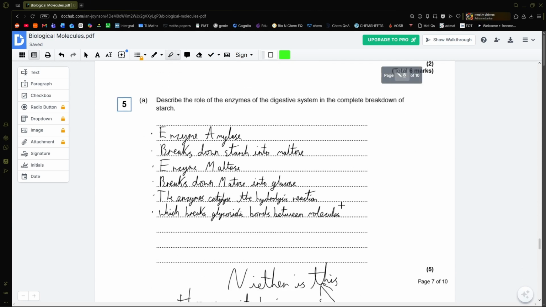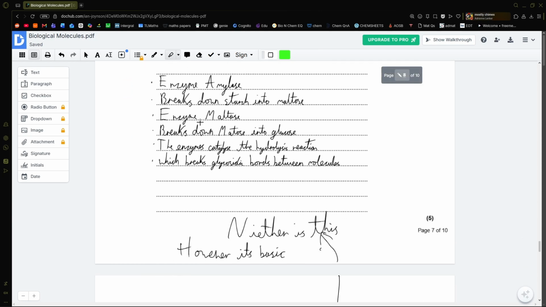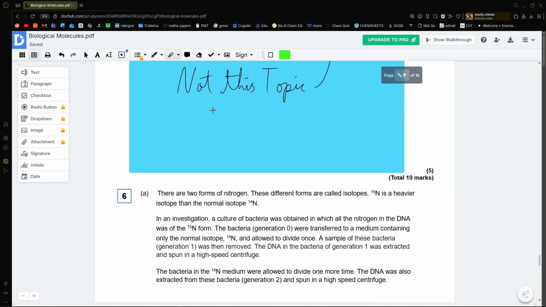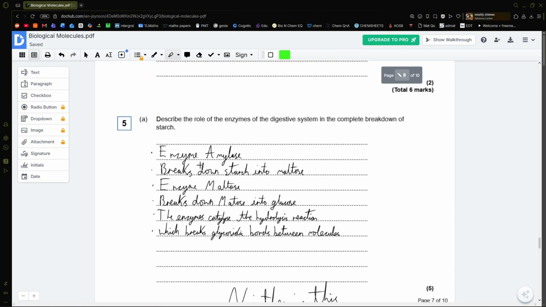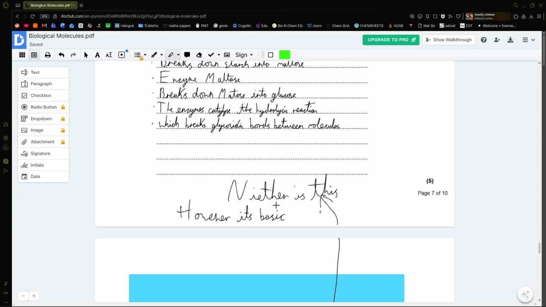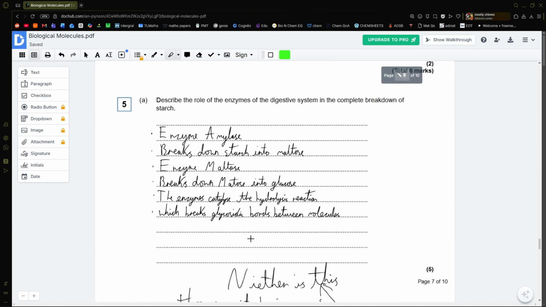4 marks. Now this question 5, I think it's not meant to be here, as it uses the digestion topic that you'll learn later on, but you can still roughly do this. It still has points that you can learn. So I did this one, but this one's just not on the topic at all.